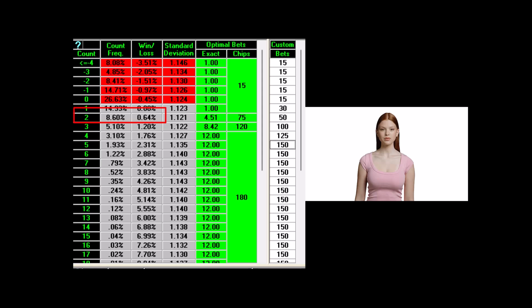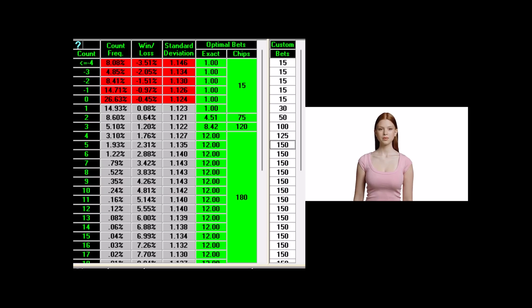Then, at true count of +2, +0.64%, now you have a meaningful player advantage. True count plus 3, an advantage of 1.20%, even better. True count of 4, an advantage of 1.76%. Now you're in a very favorable situation.